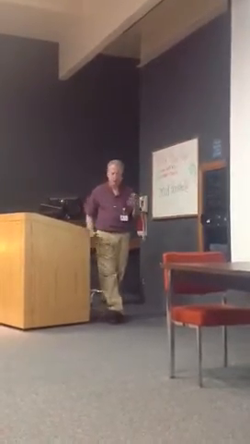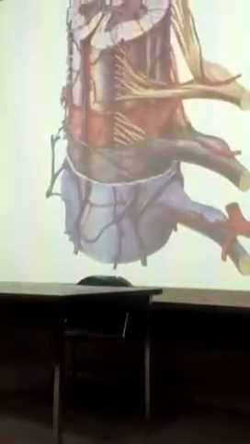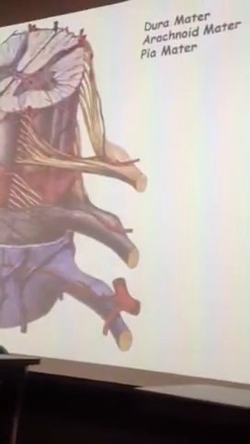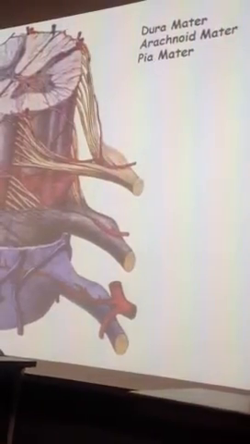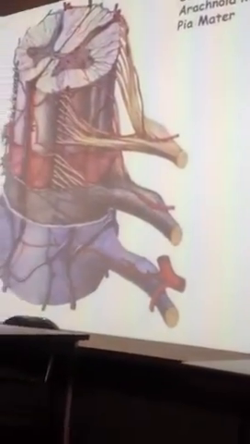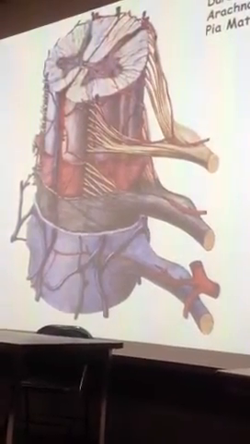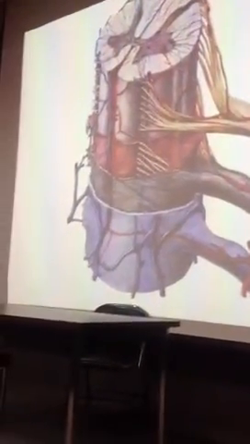Alright, so we have three meninges associated with the spinal cord. Dura mater, arachnoid mater, pia mater. Okay? Make sure you understand the spaces associated with them. We know that there's three spaces, right? Epidural space, subdural space, subarachnoid space.